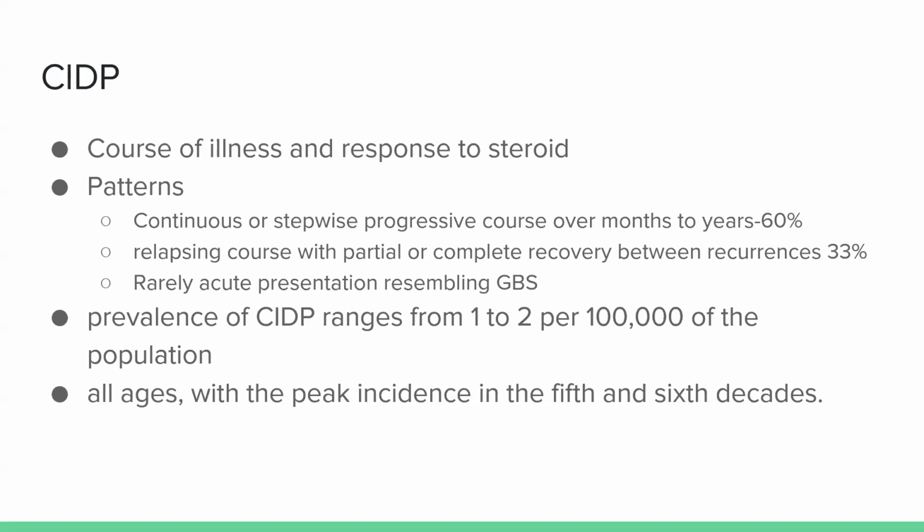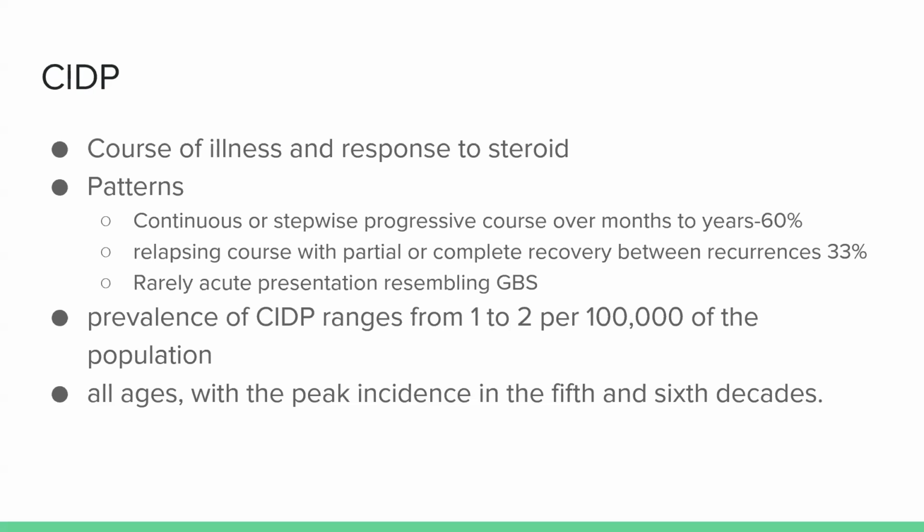CIDP is like GBS because most of the pathogenesis overlaps with GBS. They don't have reflexes. They have weakness, but it's different because of the course of the illness. You have to be sick for at least 2 months before saying this is CIDP, and fortunately, CIDP is responsive to steroids.